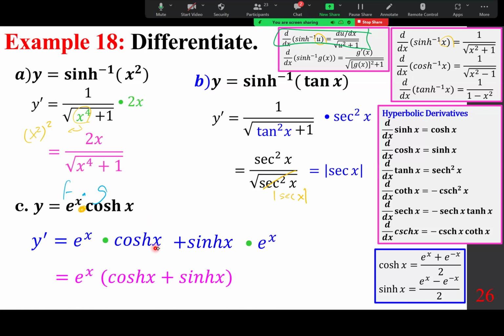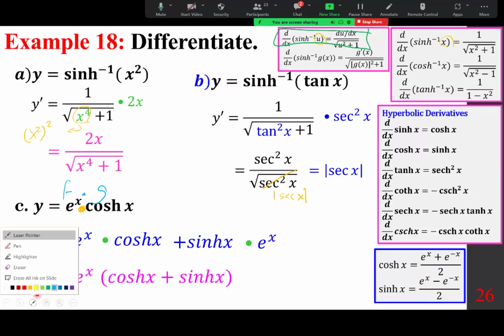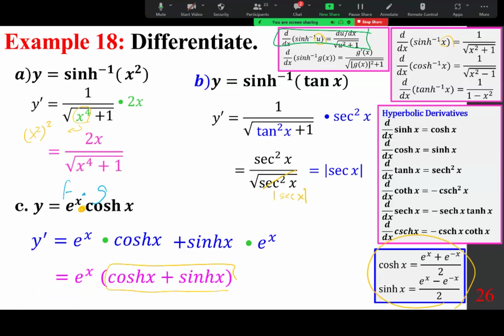You may recognize that if you add these two, they cancel each other, you get e to the power of x and e to the power of x, 2 e to the power of x divided by 2, or e to the power of x. I hope you understand the sum of these two using this is e to the power of x. And e to the power of x times e to the power of x is e to the power of 2x.